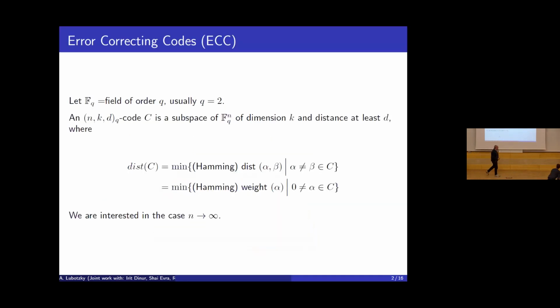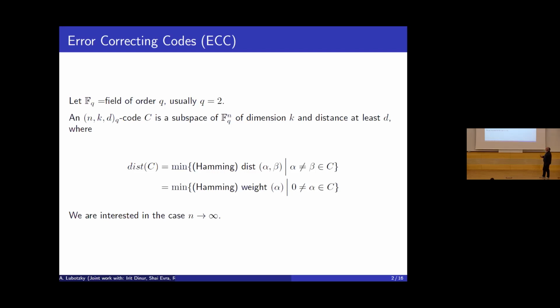Okay, so I don't want to assume any knowledge, it's very elementary. I mean, most of the talk is very elementary. Let F_q be the field of order q. Usually we will care about q equal 2. An [n,k,d] code over the field F_q, but usually we will omit the q if we work with q equal 2, is a linear code. What is called a linear subspace of the vector space F_q to the n of dimension k, and distance at least d.